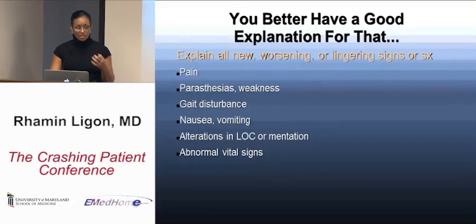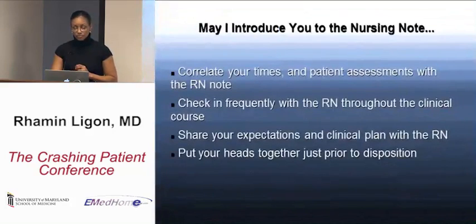So the things that we see most commonly are pain, paresthesias and weakness, gait disturbance, nausea and vomiting, alterations in the level of consciousness, or even subtle signs in decreased mentation and abnormal vital signs. If those are there, they're new, they're worse, or they just won't go away, you don't necessarily need to fix them. There may be a good explanation for it, but you need to put that explanation on the chart, and it should make sense. Let me introduce you to your nursing note.